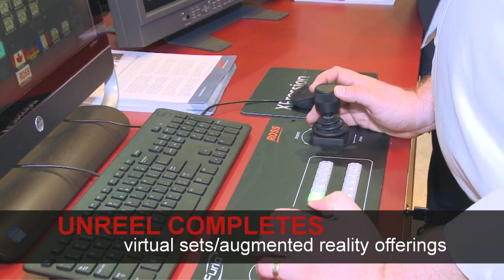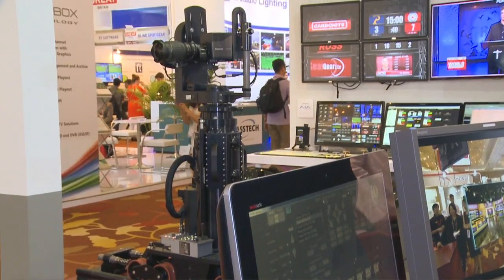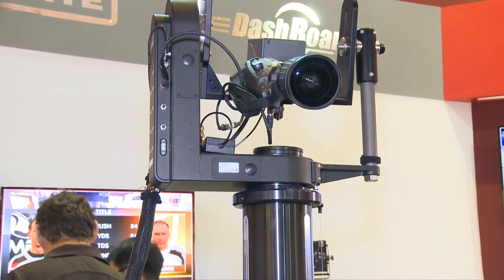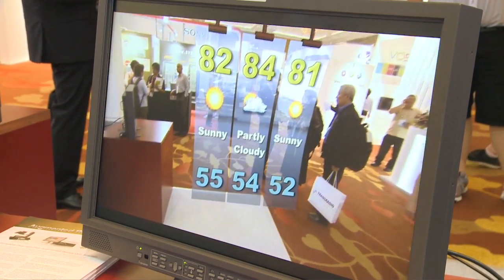At NAB, we acquired a company called Unreal, a leader in augmented reality and virtual set solutions. This makes Ross Video the only company in the broadcast industry that's able to provide a turnkey, end-to-end virtual set and augmented reality solution. This approach is very beneficial to the end user. It eliminates or reduces the integration headaches and integration risk, because all the products from Ross Video are designed to work well together, and it also brings the cost, the technology, and the price point to where it can be accessible to all broadcasters.